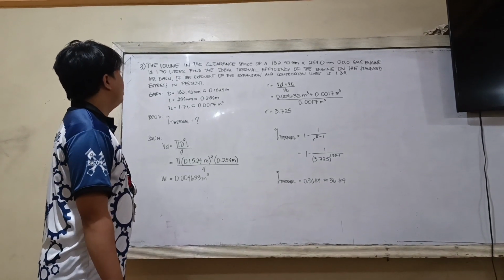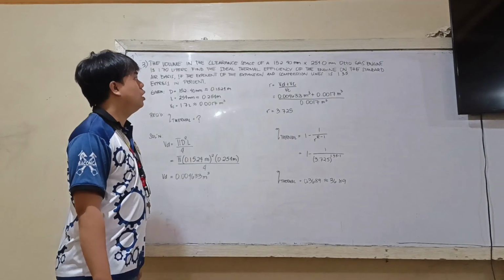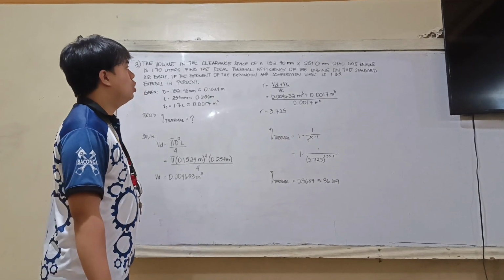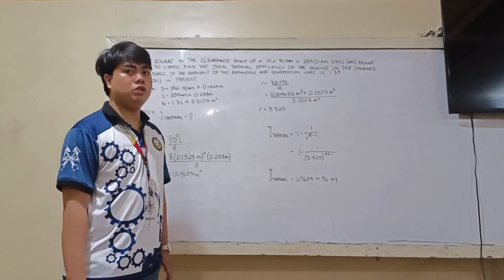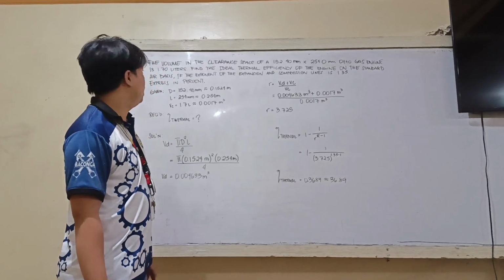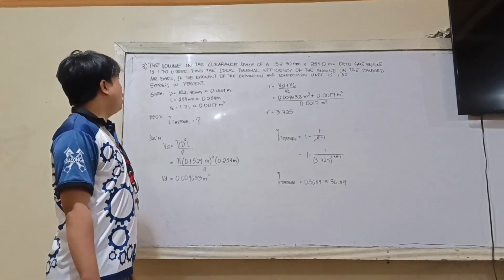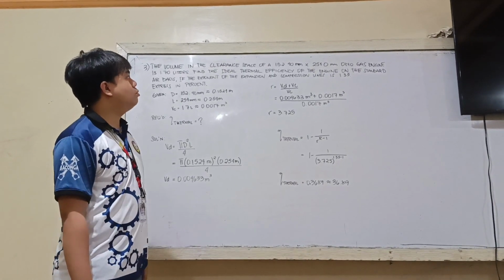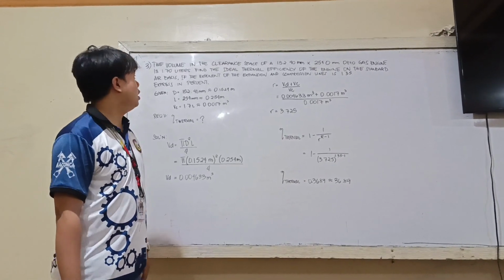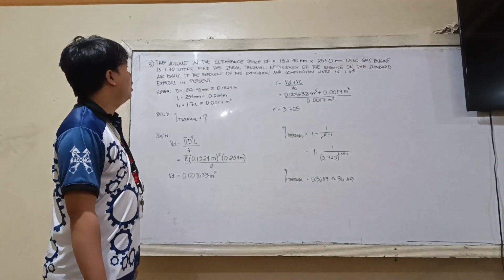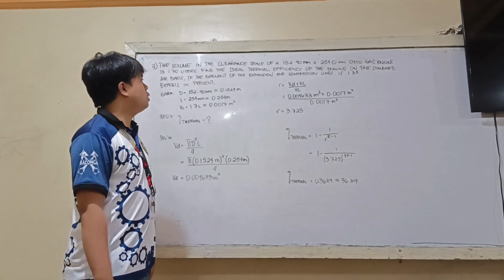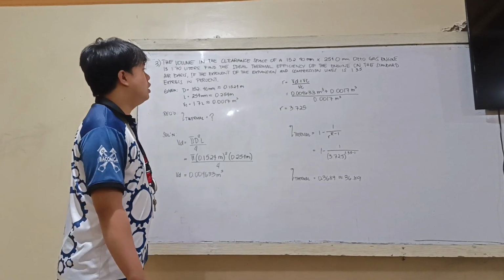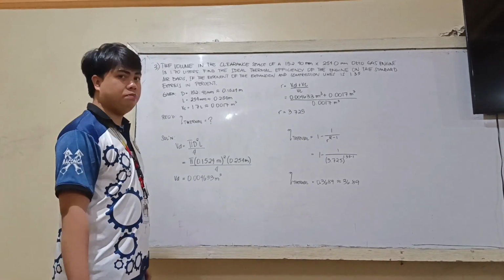The volume in the clearance space of a 152.40 millimeter times 254.0 millimeter Otto gas engine is 1.70 liters. Find the ideal thermal efficiency of the engine on the standard air basis, if the exponent of the expansion and compression lines is 1.35, expressed in percent.